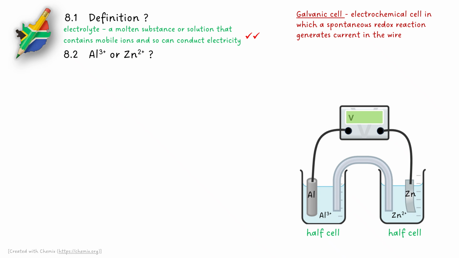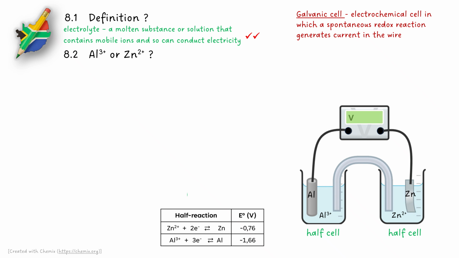Next, we need to deduce whether the concentration of aluminium 3+ ions or zinc 2+ ions will increase during the reaction, and we must explain our answer. To answer this question, we need to know which species is oxidized and which is reduced. On the table of redox potentials, we can find the two half reactions involved, both written on the table as reduction reactions from left to right.